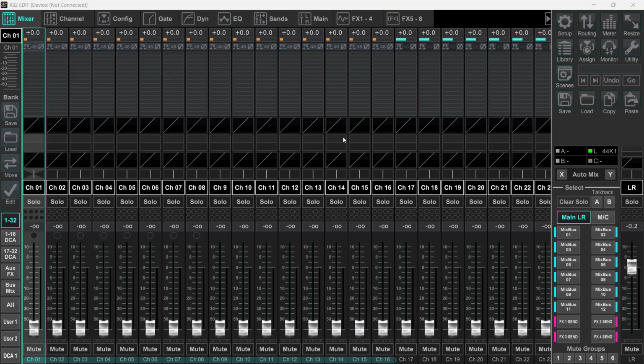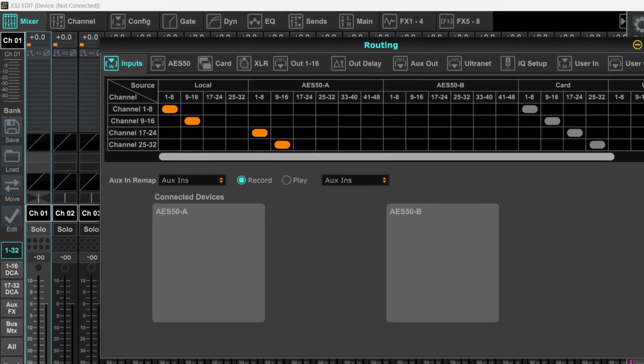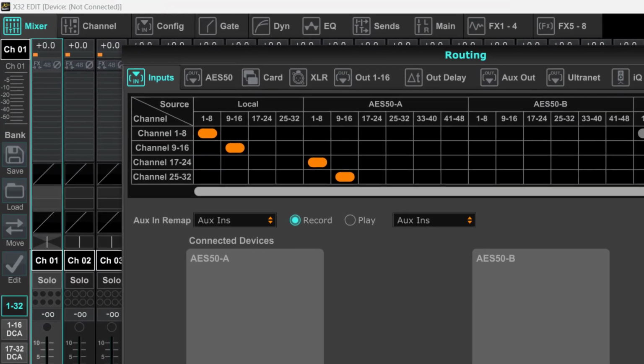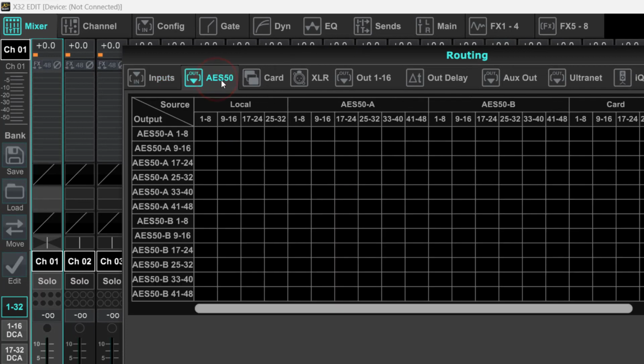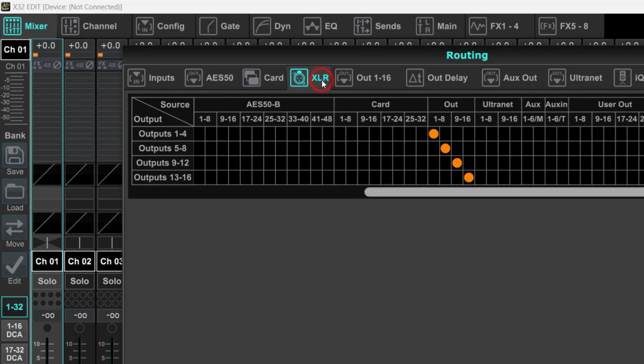This is going to be a real quick video. We're going to go up the routing and we're getting ready to get finished with this particular subject up here. But we want to talk about these AES50 outs. If you look at the source, it says outputs. We want to look at the XLR outs.